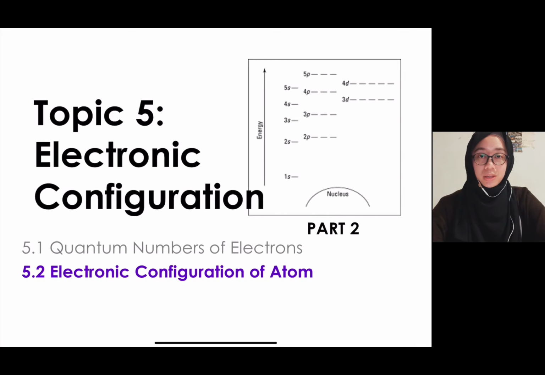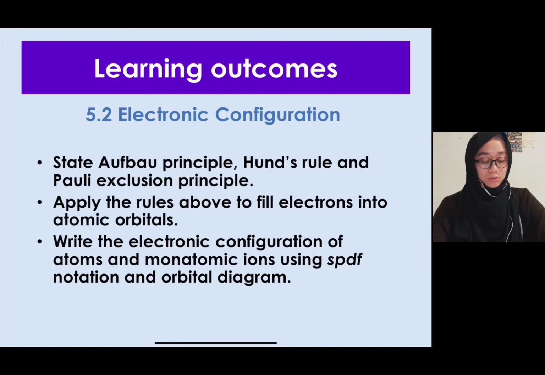So we are going into the subtopic 5.2, electronic configuration of atom. So let's have a look at the learning outcome for this. The first one is to state the Aufbau principle, Hund's rule, and also the Pauli exclusion principle. And then we need to apply these three rules to fill electrons into the atomic orbitals, and then we learn how to write the electronic configuration of atoms and also monoatomic ions by using spdf notation and also orbital diagram.